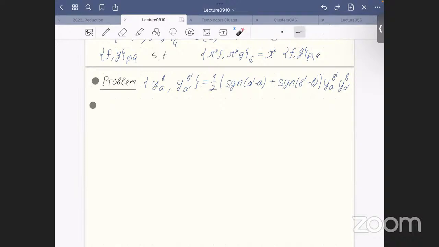This is a formula for the Poisson bracket of just the matrix elements. I will actually need some formula for the minus of the matrix Y. First, let me write something about the minus of matrix Y.